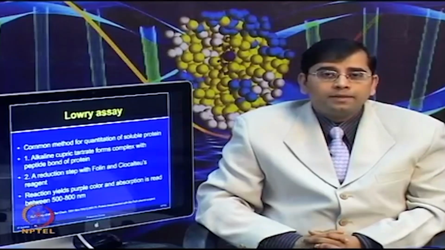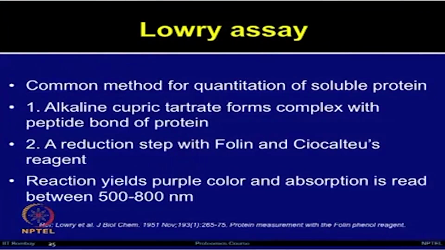This is one of the very common methods which has been used for quantification of soluble proteins. There are two main steps involved in performing Lowry assay. First, the alkaline cupric tartrate forms a complex with the peptide bond of the protein. After that, a reduction step is performed by adding Folin-Ciocalteu reagent. Then this reaction yields a purple color, and absorption can be measured between 500 to 800 nanometers.